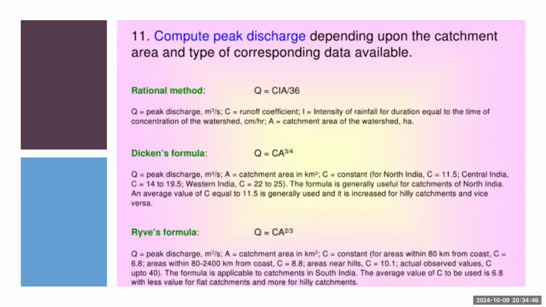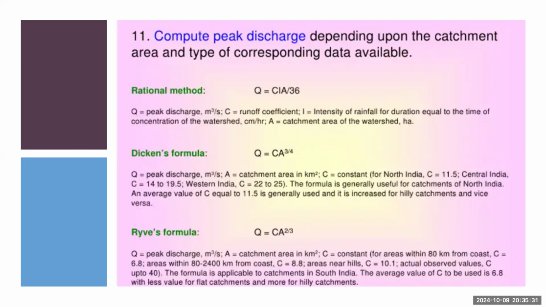To compute the peak discharge, three methods can be used. One is the rational method, or rational formula, to calculate peak discharge, which is Q is equal to CIA upon 36, where Q is the peak discharge in cumecs, C is the runoff coefficient, I is the intensity of rainfall for a duration equal to the time of concentration of the watershed. You are familiar with the term time of concentration. Then A is the catchment area of the watershed in hectares. So if we put all the values, we get the peak discharge.